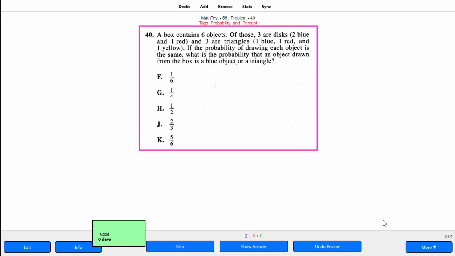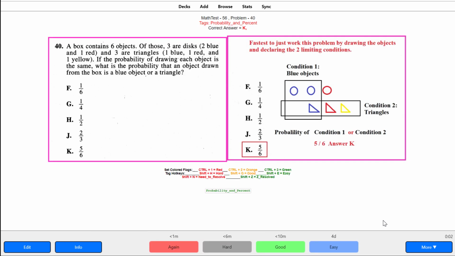Okay, problem number 40 is a probability problem. We've got 6 objects in a box, and 3 of them are discs, 2 blue, 1 red. 3 of them are triangles, 1 blue, 1 red, 1 yellow. The first thing we want to do is draw a picture. The second thing we want to do is figure out what we are actually trying to find here.